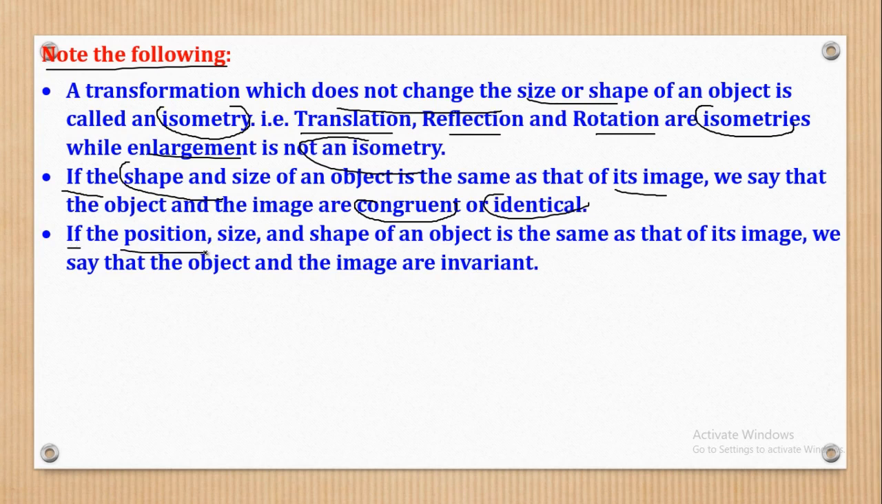In this second bullet it was only the shape and size which remained the same, but if the position also remains the same, that means the position, size and shape of an object is the same as that of an image. We say that the object and the image are invariant. They do not change.